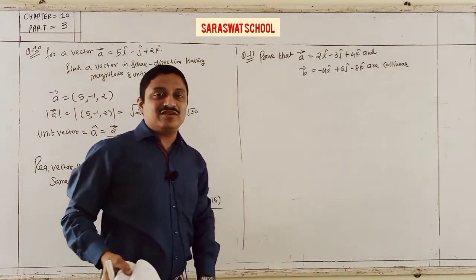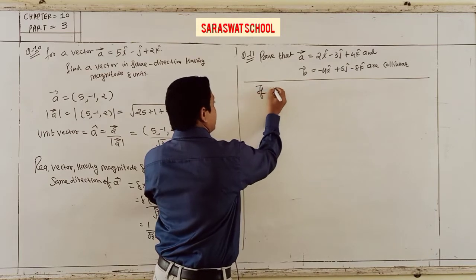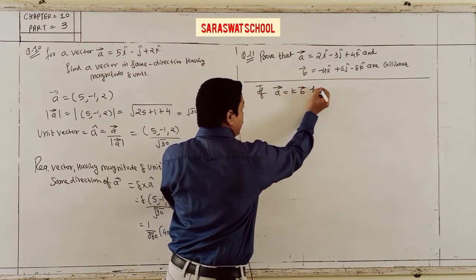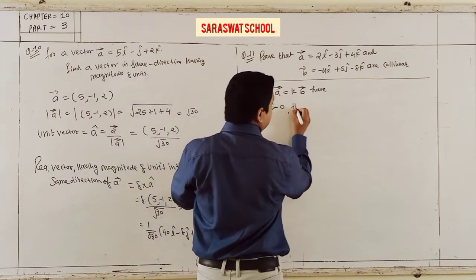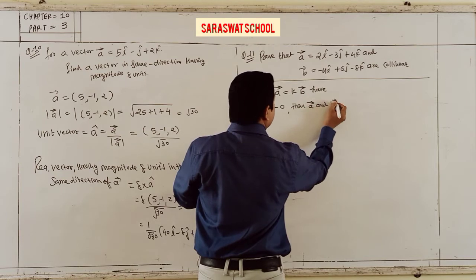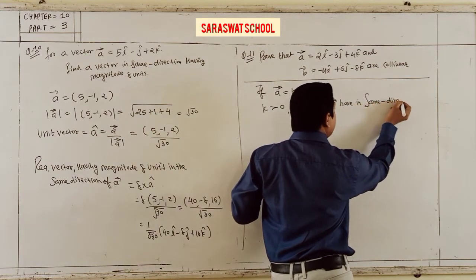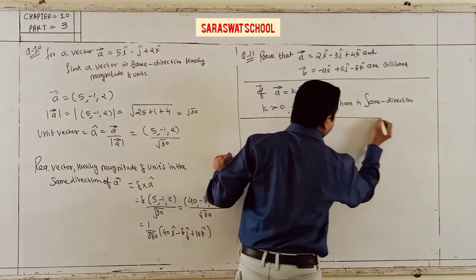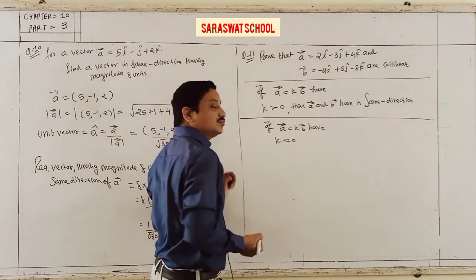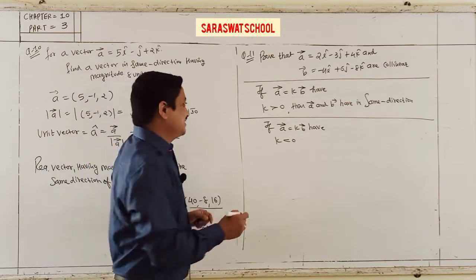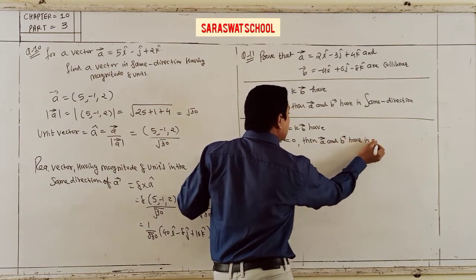So students, first of all we define the property for collinearity. If A bar equals K B bar, with K non-zero, and K more than 0, then A and B are in the same direction. Second point, if A bar equals K B bar with K less than 0, then A and B are in opposite directions.